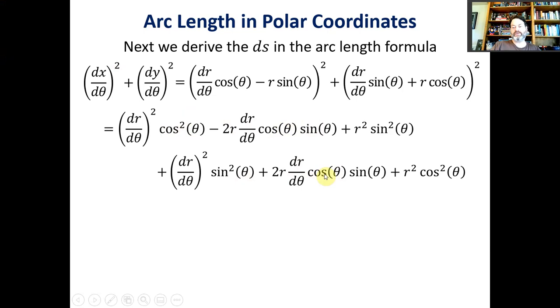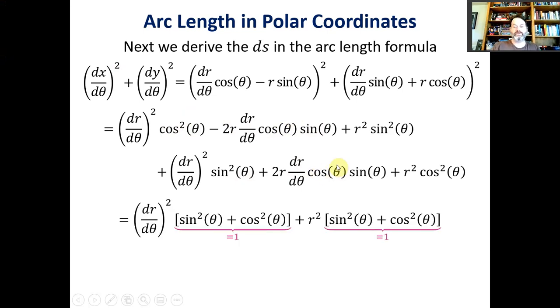This cancels with that. And then we can collect like terms. Right? So we have a (dr/dθ)² cos²θ, a (dr/dθ)² sin²θ. So we just factor out the (dr/dθ)². And what's left over is 1.